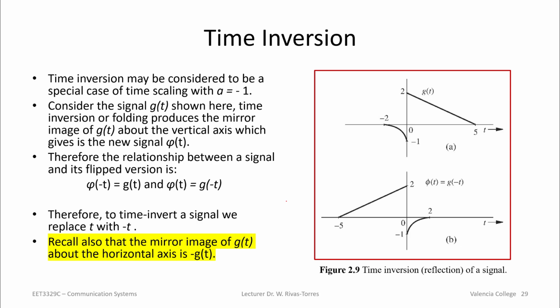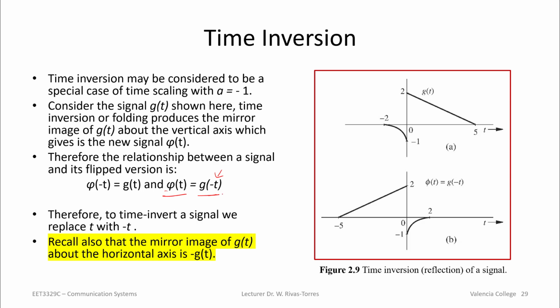Time inversion, you can call it flipping the signal, right? We're going to flip the signal. And you know that we can flip it around the T or the Y axis here, right? But time inversion, we're going to flip it around the vertical axis, which in most cases we call the Y axis, right? And the operation really is your new phi of t equals g of minus t, right?